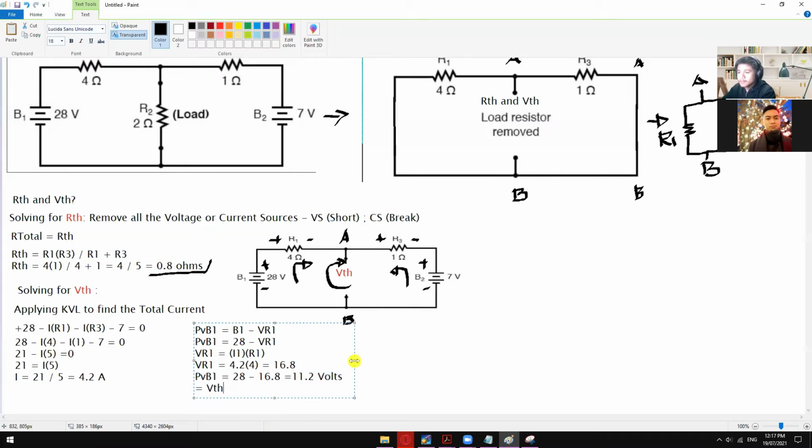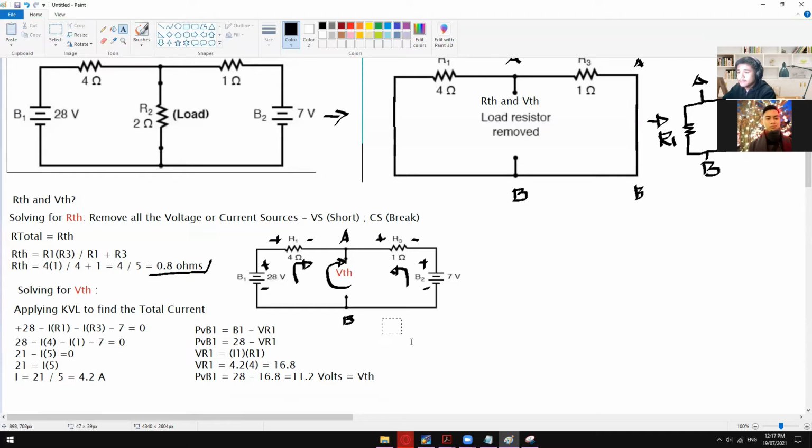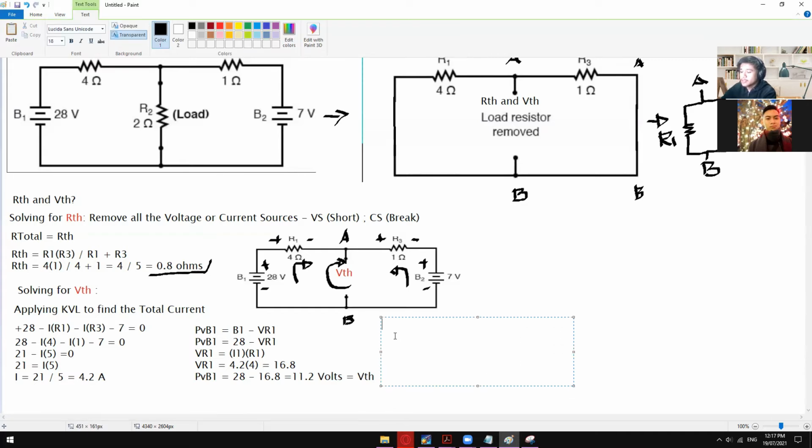Okay, but of course, we have to verify this one. Okay, how? Then we have to apply the same on the right side circuit. So let's have another computation. So let's call this one PB2, the potential voltage of this B2 right here. So the same, we have B2 minus VR3, okay, the voltage drop across R3. So PB2 is equal to 7 minus VR3. So we have to solve for the VR3.